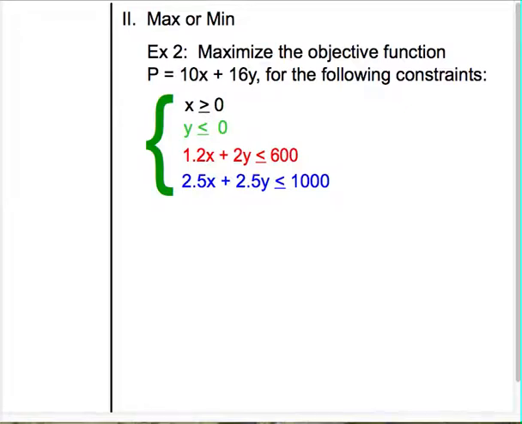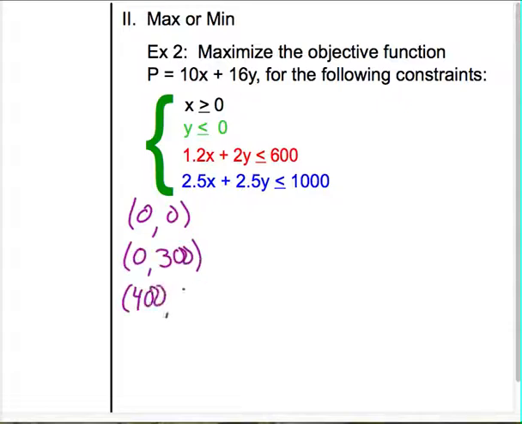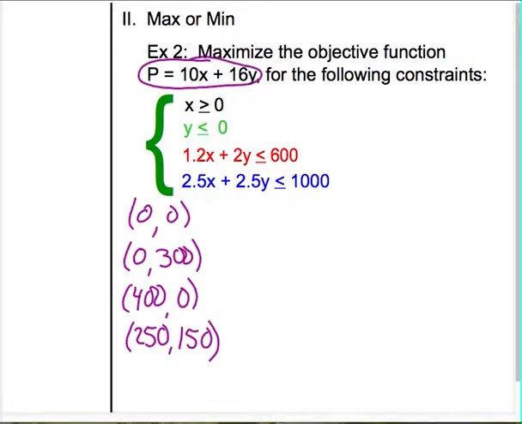Alright, so the vertices from our last example, we had 0, 0, we had 0, 300, we had 400, 0, and the last vertex that we needed to use elimination to solve for was 250, 150. So our goal in this one is to maximize this objective function for these constraints. We just grabbed the feasible region for these same constraints on example 1. And using that last vocab term again, the max or min will only occur at one of the vertices. So these are the only 4 ordered pairs that we need to check.